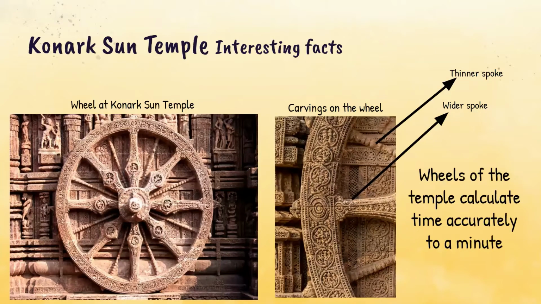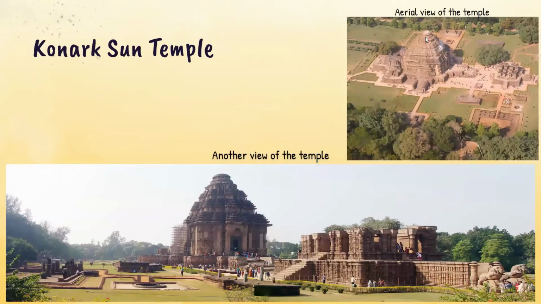These wheels show time accurately from sunrise to sunset. Each wheel has 8 wider spokes and 8 thinner spokes. The distance between wider spokes represents a 3-hour period, and the distance between a wider spoke and a thinner spoke represents 1.5 hours. There are 30 beads in between a wider spoke and a thinner spoke, and each bead represents 3 minutes. During sunrise and sunset, when seen from the town, the chariot-shaped temple appears to emerge from the sea carrying the sun.